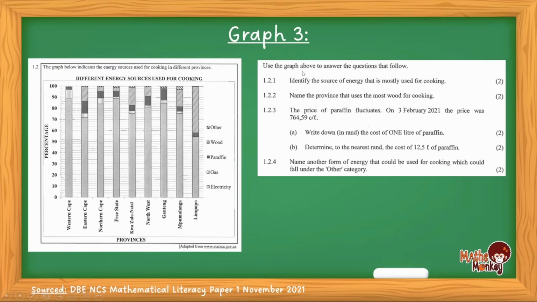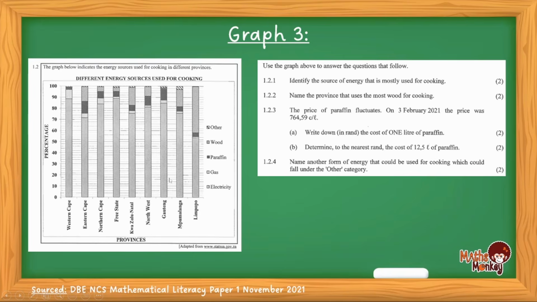So use the graph above to answer the questions that follow. 1.2.1, identify the source of energy that is mostly used for cooking. So this entire thing is used for cooking. So which section is mostly used for cooking?